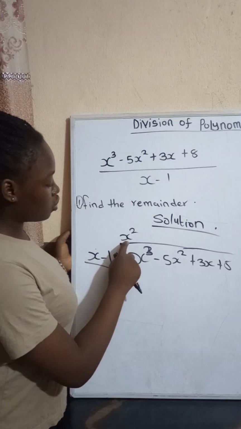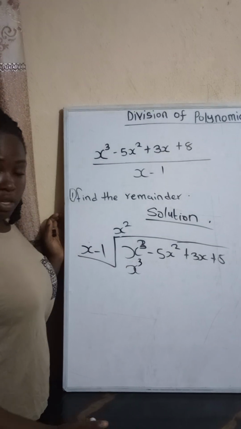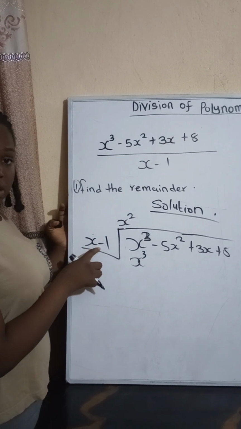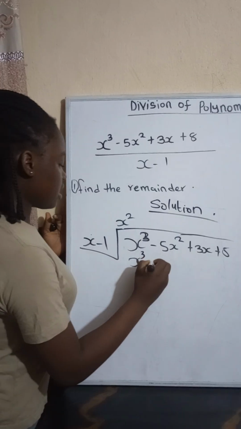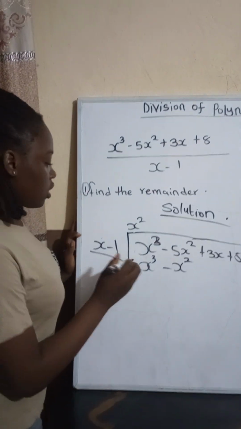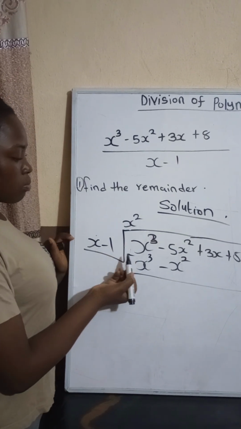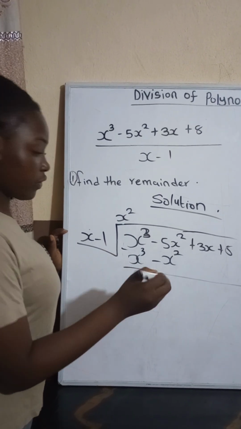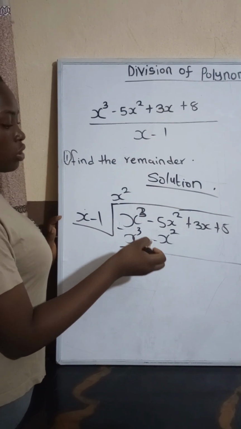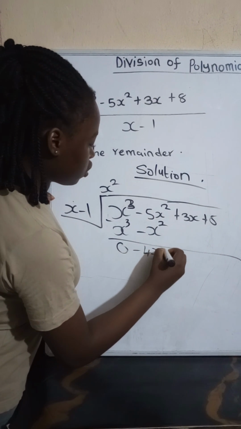Now we are going to use this x squared to multiply this x, giving us x cubed. Then at this point we'll use this x squared to multiply this negative 1. So that is negative x squared. Then at this point we'll subtract. x cubed subtracted by x cubed will give you 0. Then minus 5x minus x squared will give you minus 4x squared.